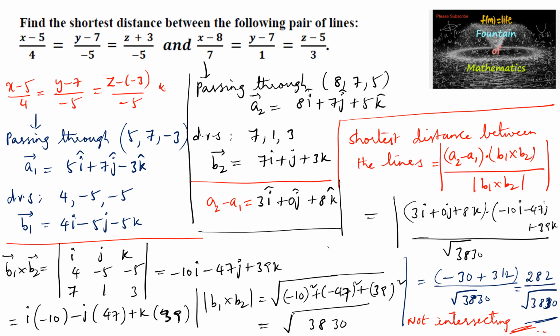And also we can conclude that since the direction ratios are not proportional, we can say that they are skew lines which are not intersecting. So these lines are not intersecting because they are not parallel.